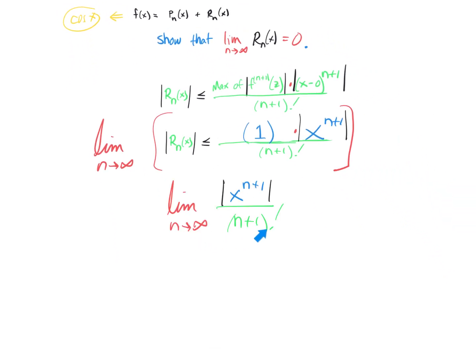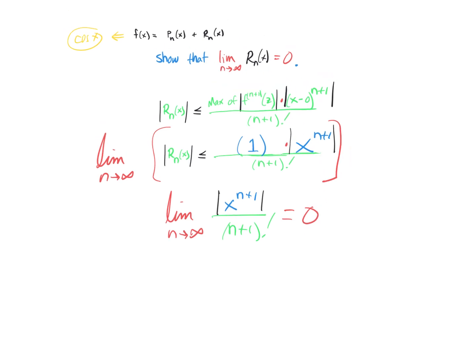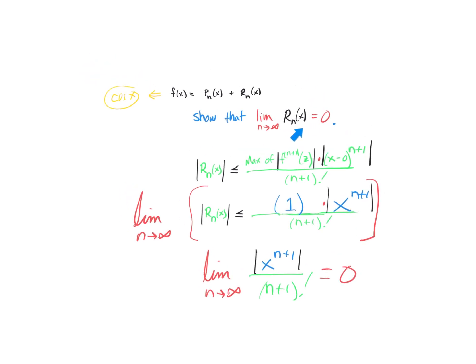And we know that the factorial function grows a lot faster eventually than a power function. And therefore, this is equal to 0, and we've done it. We've proven that as n approaches infinity, the remainder is equal to 0. And if the remainder is going to 0, then the Taylor series is converging to exactly the function.